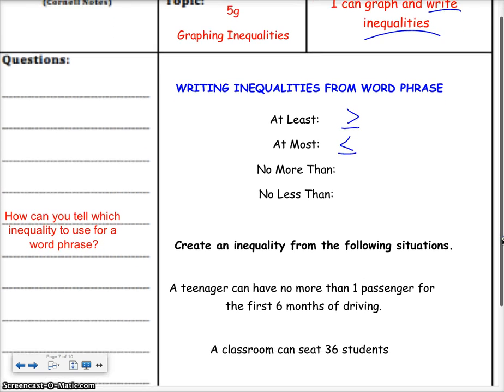No more than, if I say my daughter can have no more than 3 friends sleep over, that means she can have less than 3 friends sleep over, or she can equal 3 friends. And no less than. If you're talking about no less than, that means it has to be bigger or it can equal the number. So we have at least, at most, no more than, no less than.